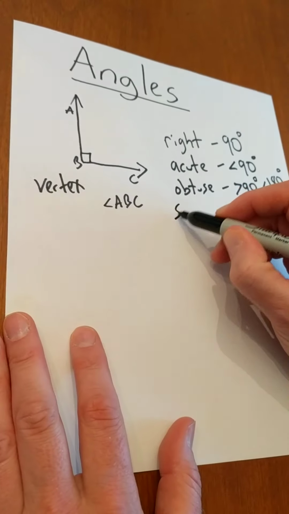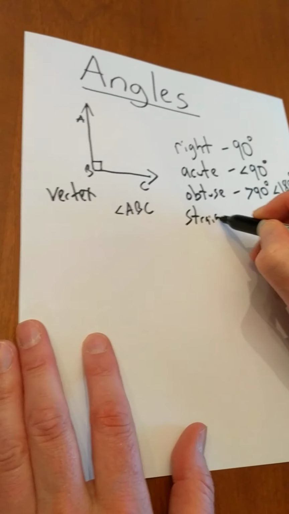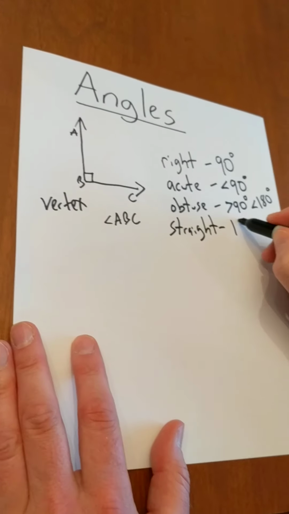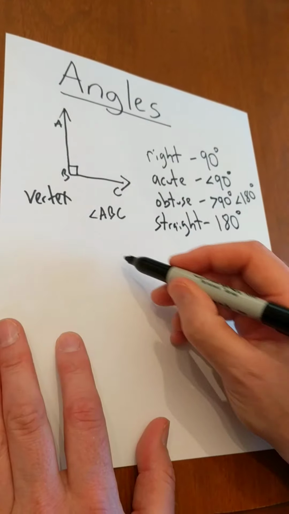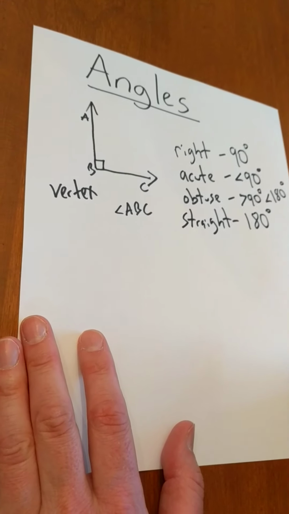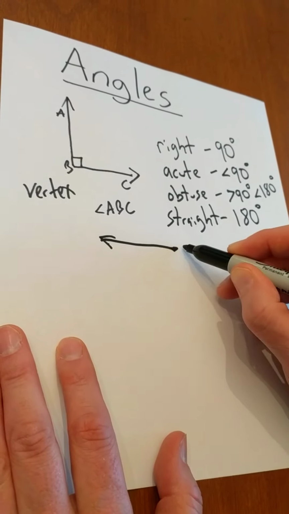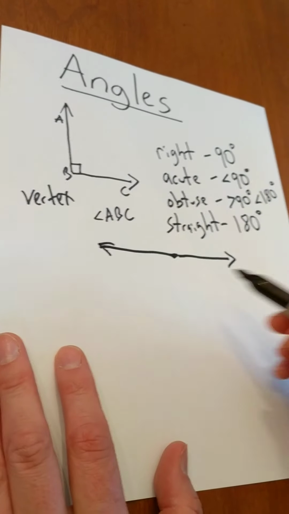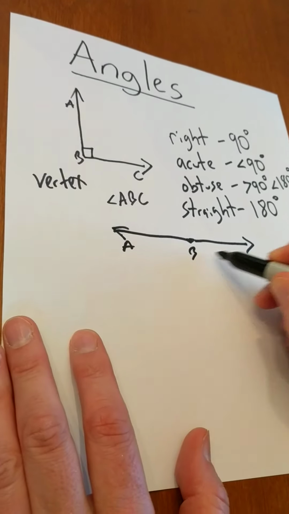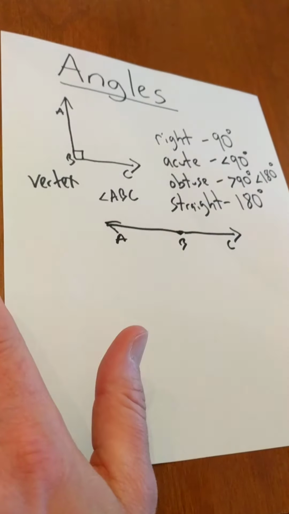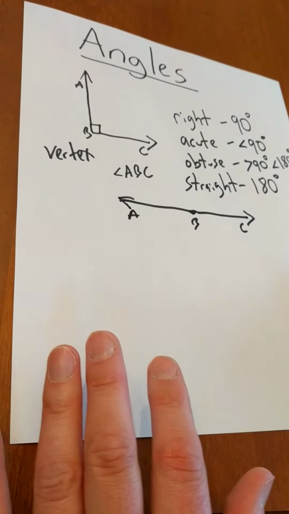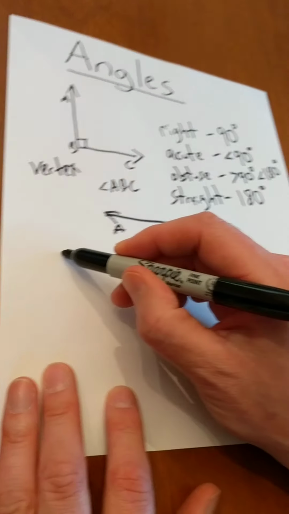And then the last one we're going to talk about today is a straight angle. A straight angle is 180 degrees, and it really looks like a straight line. It's 2 rays, but it looks something like that. That would be straight angle ABC. Looks flat.